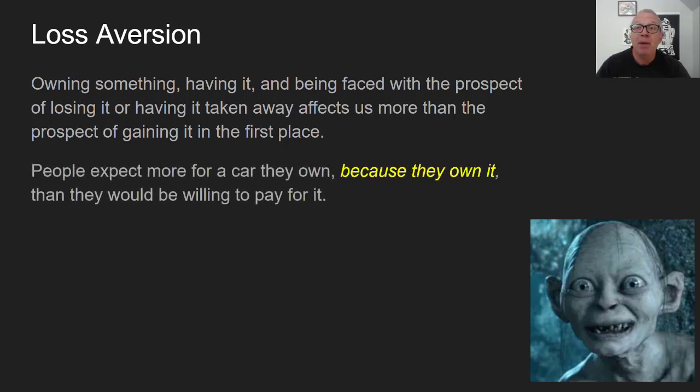You're more reluctant, and you distort your decisions more in those cases than you do in the first cases. People expect more for a car they own simply because they own it than they would be willing to pay for it.